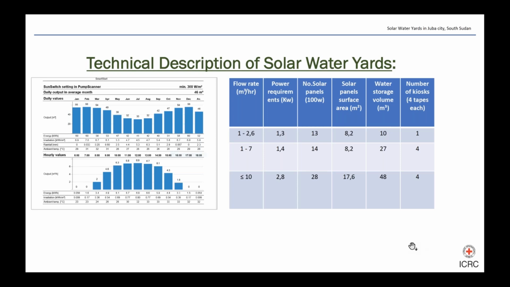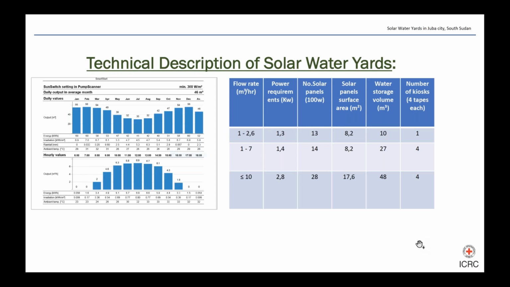In contrast, when the community uses the generator for their water supply and they don't have any fuel, then they don't get any water from their water point. In Rumbek, South Sudan, ICRC provided a solar system to a water yard serving 15,000 people because the community could not afford to pay for the fuel to run the generator.